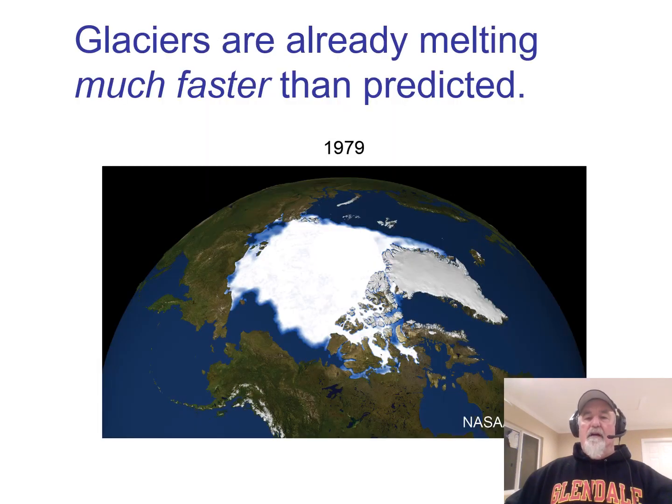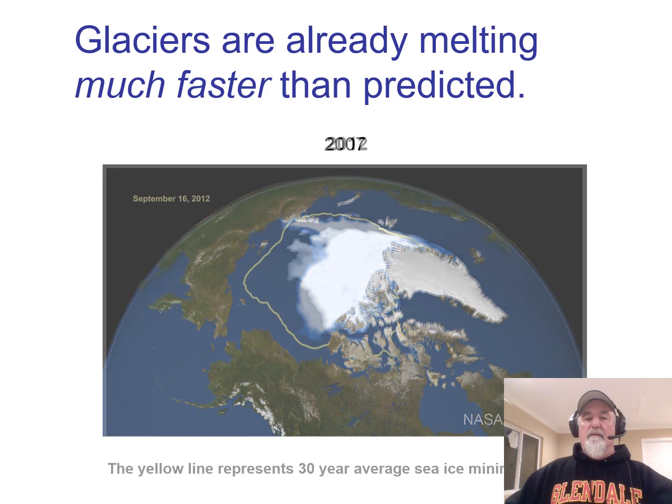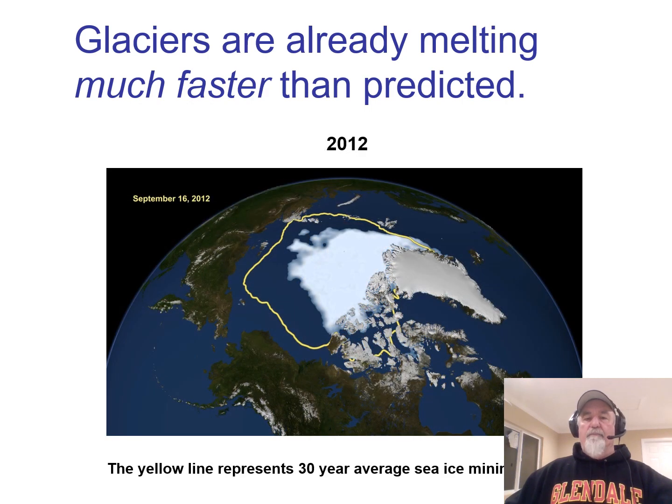In 1979, 2007, 2012. Now, another effect of this is this area used to be impossible for people to go and exploit resources from, such as drilling for oil. So as this has become ice-free, now not only are people able to navigate this area, but they're also starting to drill for, you guessed it, oil and gas and other natural resources, which will contribute to the CO2 of the planet.